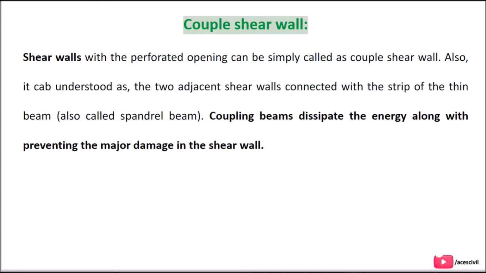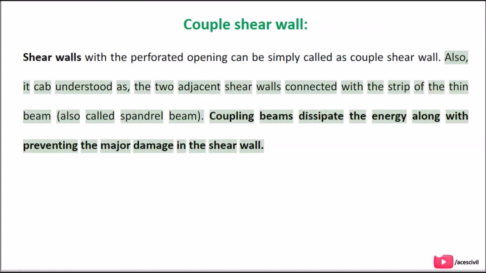Couple shear wall. Shear walls with perforated openings can be simply called couple shear walls. Also, it can be understood as two adjacent shear walls connected with a strip of thin beam, also called spandrel beam. Coupling beams dissipate energy along with preventing major damage in the shear wall.